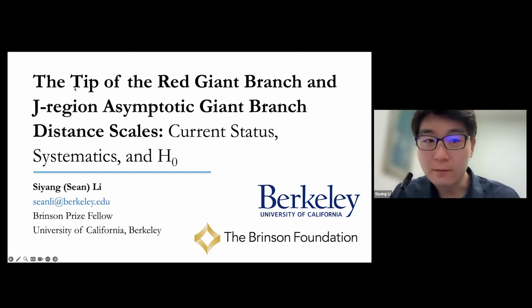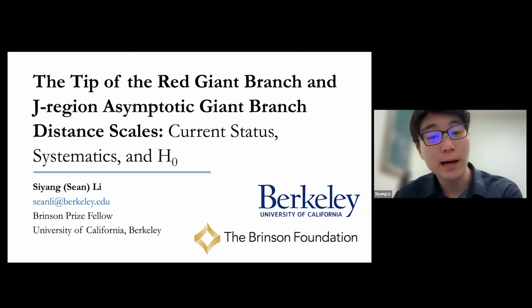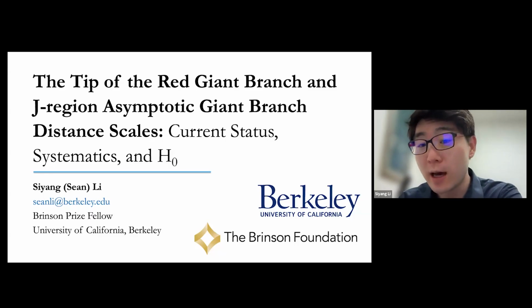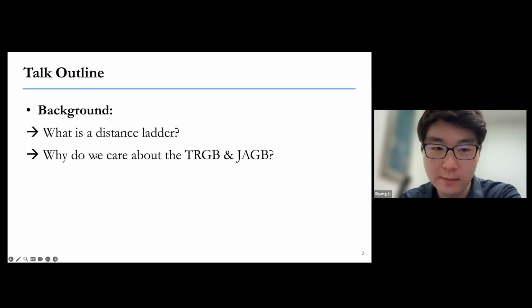So today I'll be giving a review talk on the tip of the red giant branch, or the TRGB, and the J region asymptotic giant branch, or the JAGB, using those as standardizable candles to measure distances to galaxies, as well as calibrate brighter candles, such as type 1a supernovae, to measure the Hubble constant. And so I'll be giving a brief overview of their current status, systematics, and their role in measuring the Hubble constant.